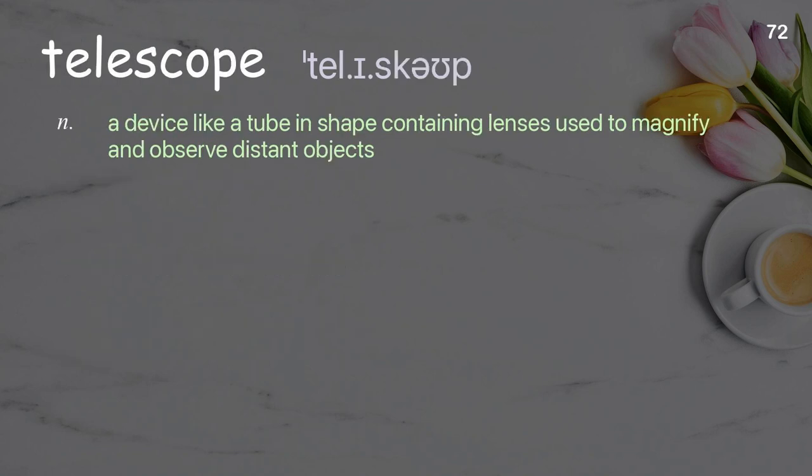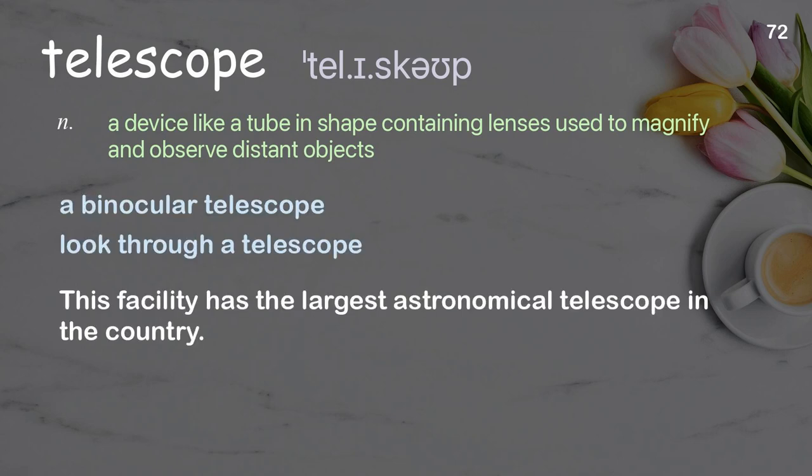Telescope. A device like a tube in shape containing lenses used to magnify and observe distant objects. Examples. A binocular telescope. Look through a telescope. This facility has the largest astronomical telescope in the country.